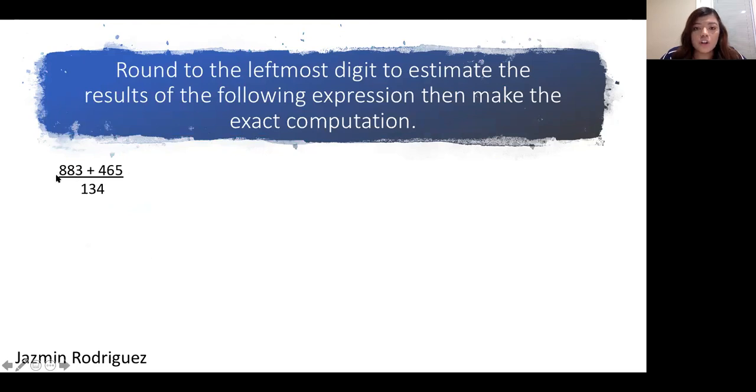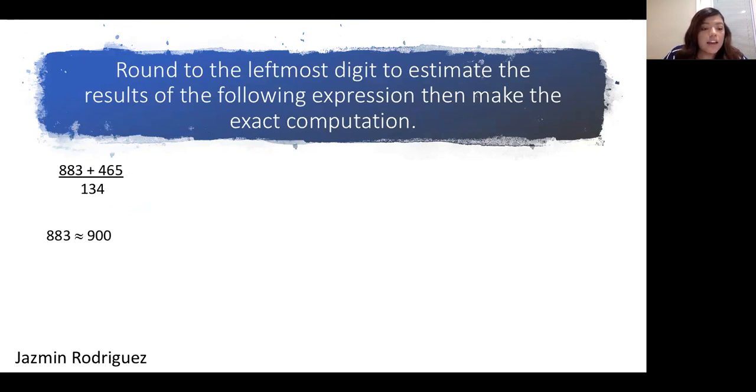So in order to determine how to round it, we look at the number that's next to it. So 8 is our leftmost digit, and to be able to round it, we look at our next number. So if the number next to it is either 5 or greater, then you go ahead and round up. And if it's not, then you go ahead and round down to the nearest 100. So that's what that means. So we'll go ahead and do that.